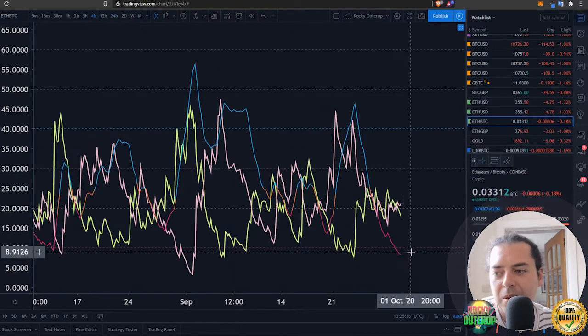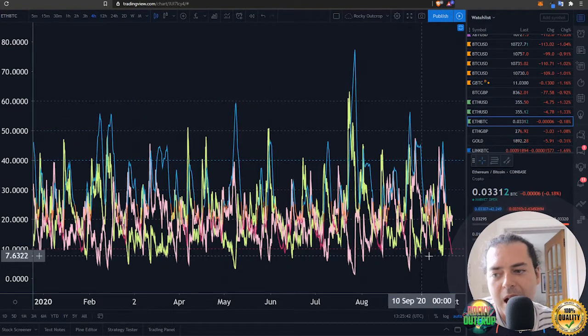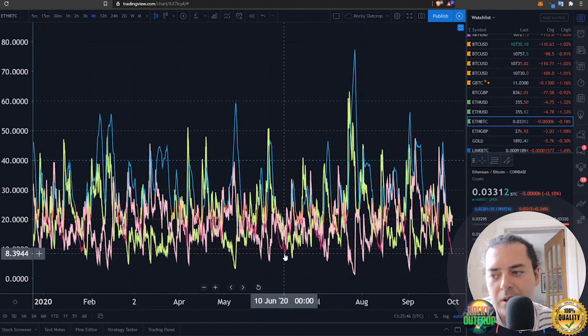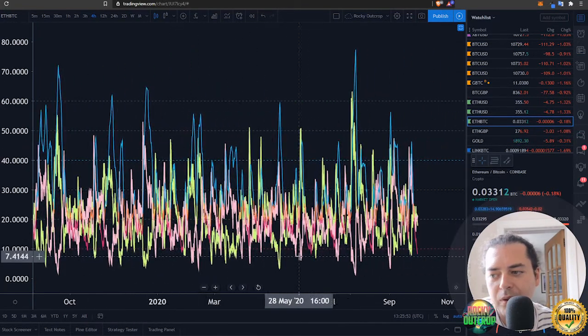In terms of the lower time frames, it's way low down here. Look back in the past in terms of the 4 hour time frame for Ethereum versus Bitcoin. How many times have we seen it this low? Once, not as low. This was as low over here on the 10th of June, and then never any other time ever. So we've only got one example of when the ADX has been like this.